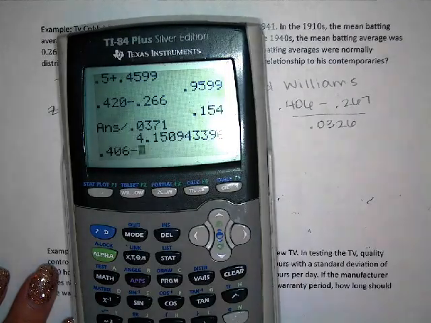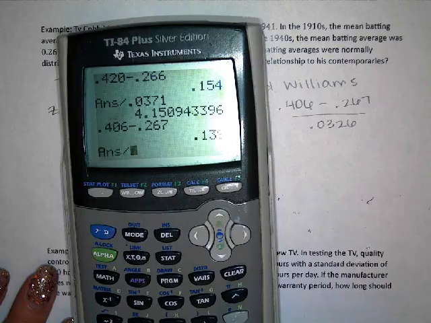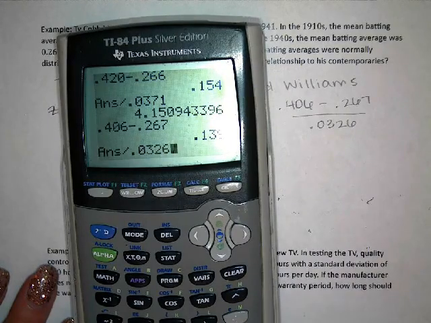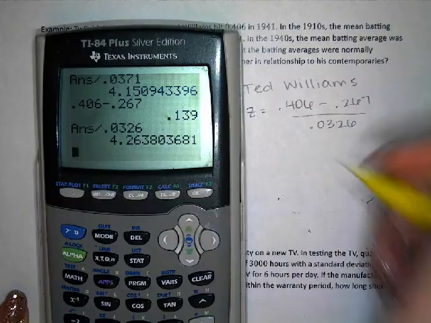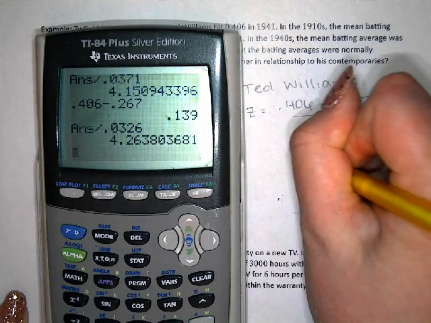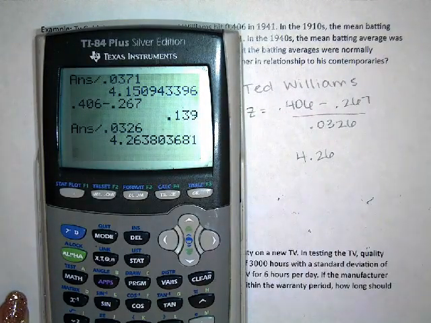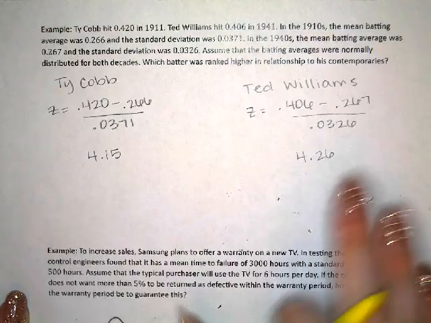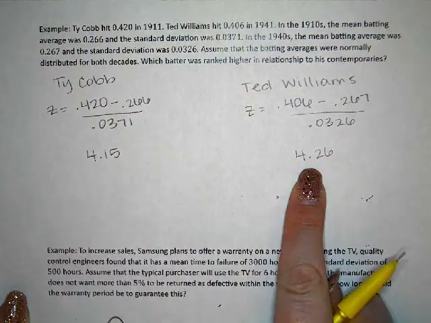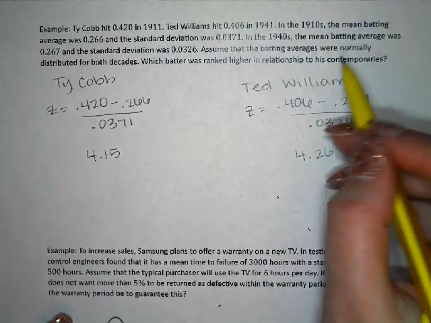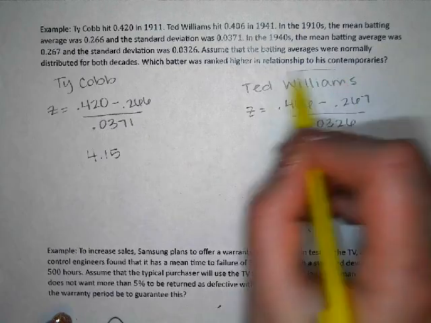So Ted Williams is also very, very high, and they're very close, but Ted Williams is a little bit better in comparison with his peers. So we'll say that which batter was ranked higher, it would be Ted Williams. But they were both very, very good. Those are very high standard deviations from the mean.